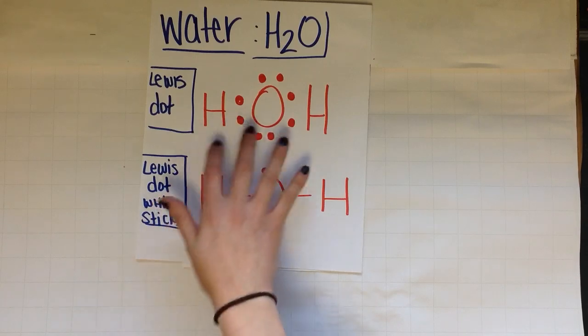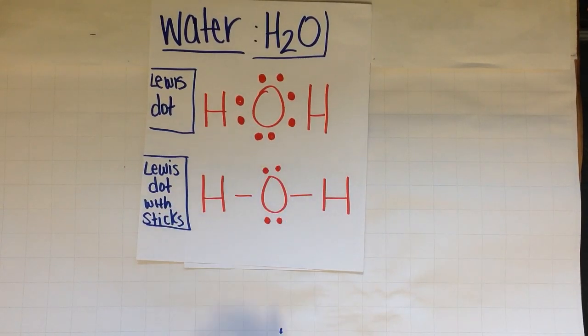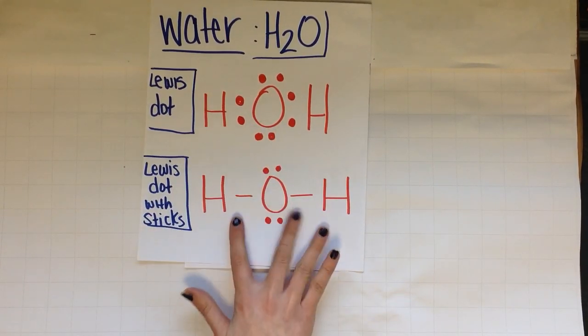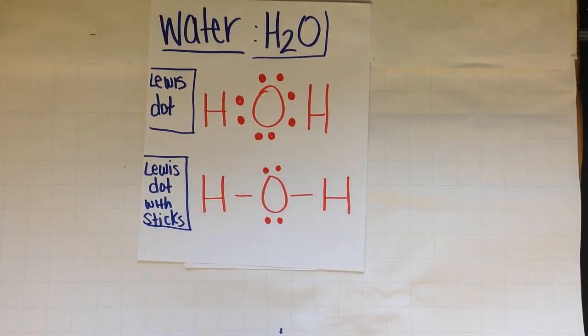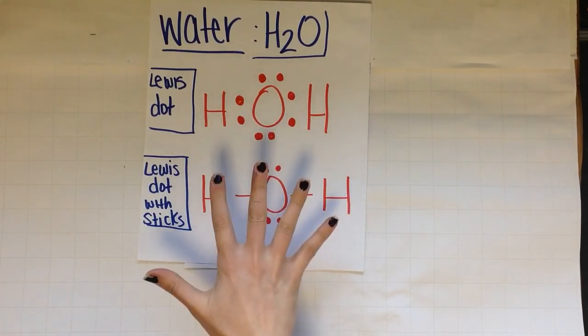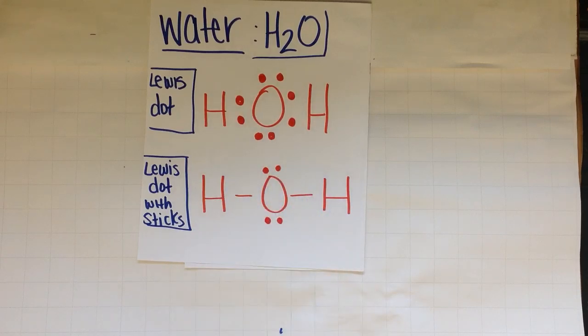Okay, so let's take a look at water. Here's the Lewis dot structure of water, which you know how to draw, or maybe you're drawing it with sticks already, and the lone pairs around water. This is not an accurate representation of how water actually looks in the correct shape. This is just a Lewis dot structure.